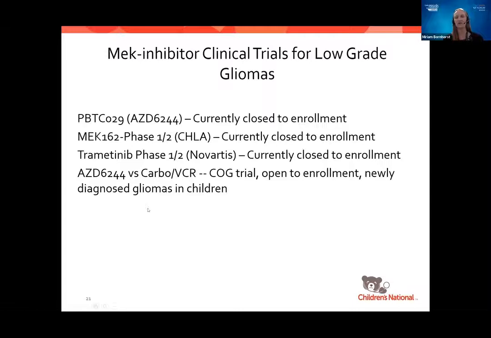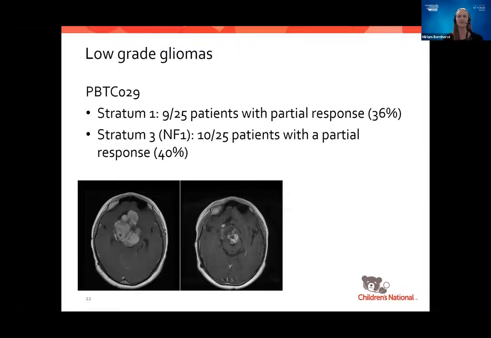There is one now looking at this particular medication compared to the standard chemotherapy, so carboplatin and vincristine. So this will also be a very interesting trial where we're hoping to see, is one better than the other one? Should we do chemotherapy first still and use this as second line, or should we actually go to the MEK inhibitor for first line for treatment of gliomas in children?